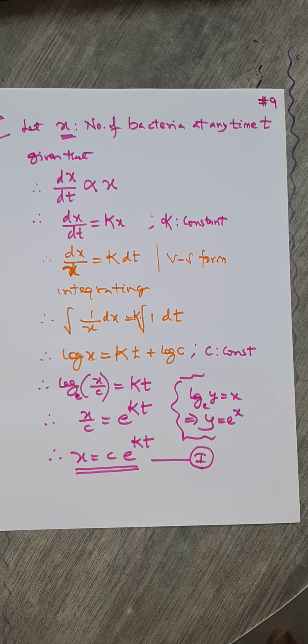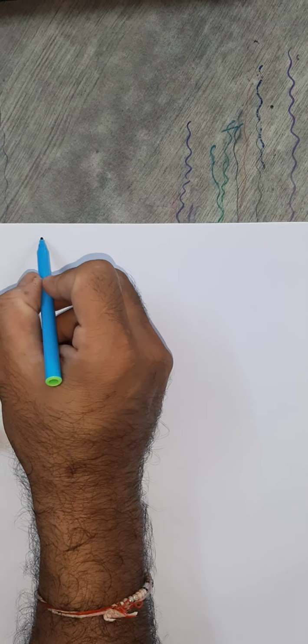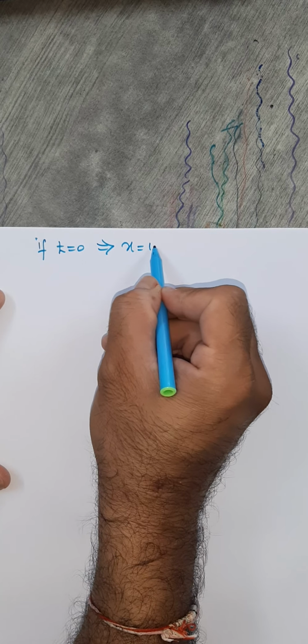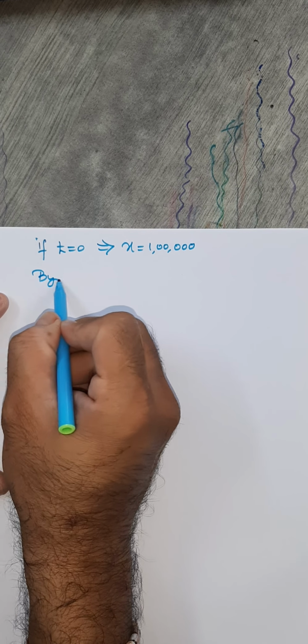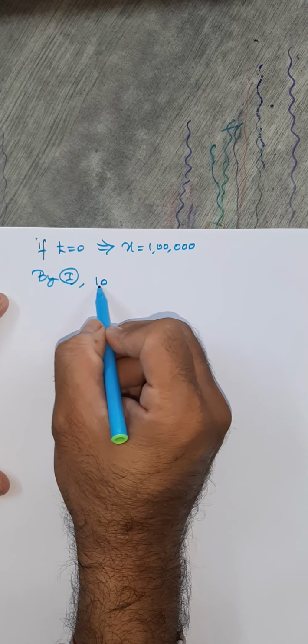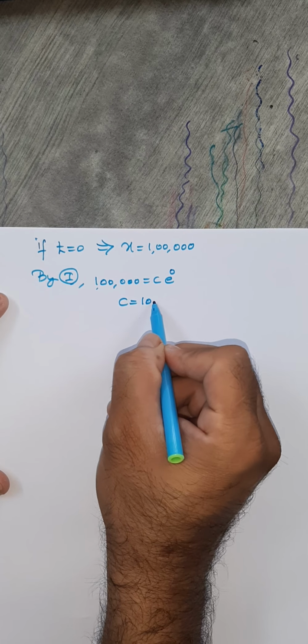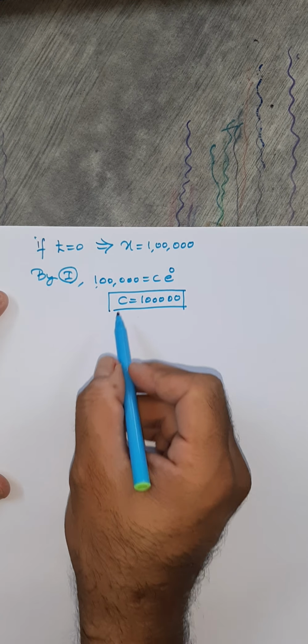Now let's read the question. Bacteria count was 1 lakh. The number is increased by 10% in 2 hours. So initially we had 1 lakh bacteria, remember. So as we have written, if t equals to 0, that is in the beginning, the number of bacteria, that is x, is given by 1 lakh. Let's use this. So by equation 1, you will get 1 lakh equals to c into e raised to 0. So you'll get c, which is 1 lakh. Fine. You got the c now, as you did in the previous question.